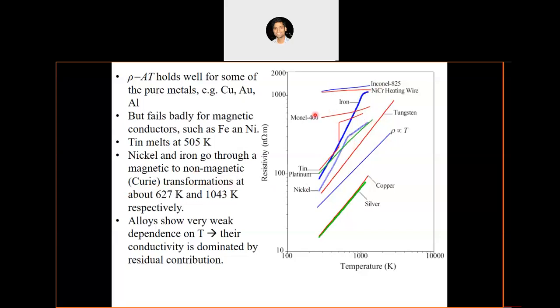Secondly, last point which we were discussing, the temperature dependence of alloys is very weak. So these are the alloys. For example, nickel chromium is an alloy which is used as heating wire also, right? Inconel also is an alloy, and we see that the gradient is very small. Small gradient means their temperature dependence is very small, right? Because they do not depend on temperature very strongly.